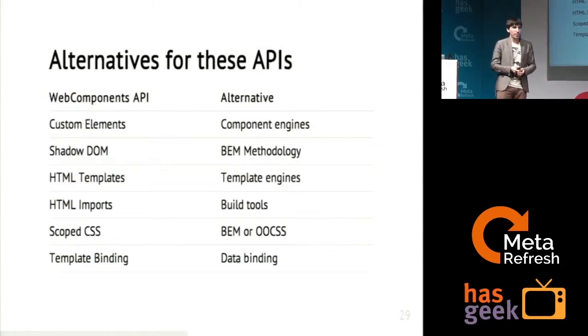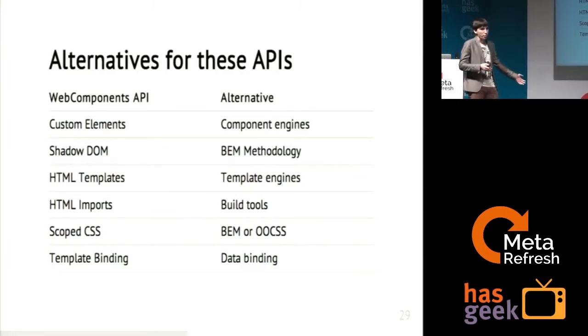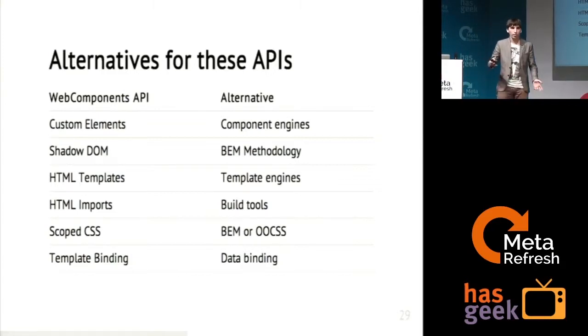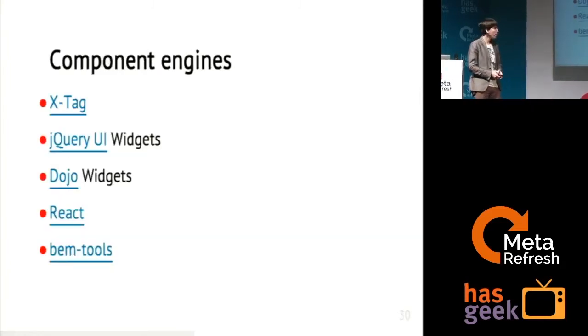And actually, web components don't bring anything new. All of these web components APIs are already implemented in different component engines. For example, we can simply replace shadow DOM with the BEM methodology, or template binding with any declarative template engine, for example from AngularJS or from Knockout, or even we can use Rivets.js. And web developers may choose one of these component engines and create almost the same component.